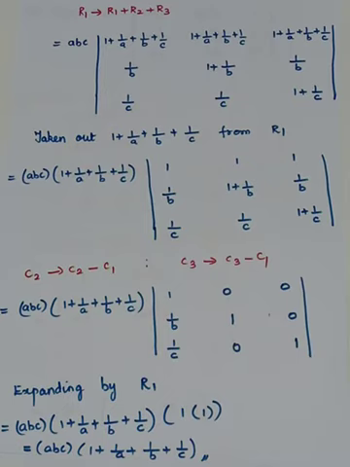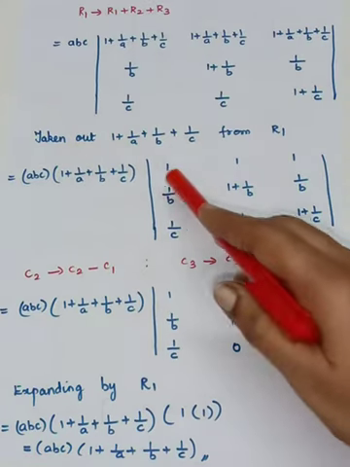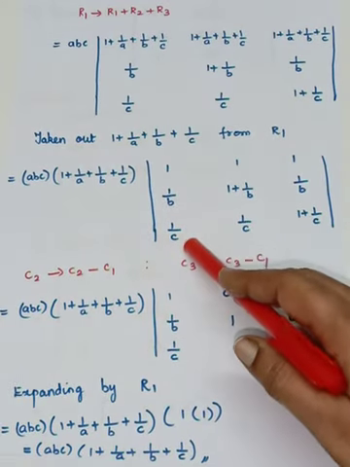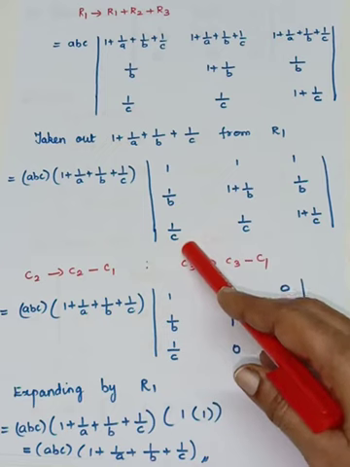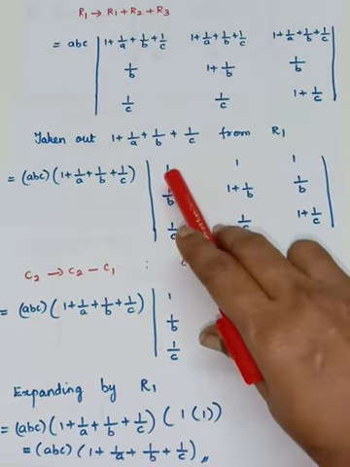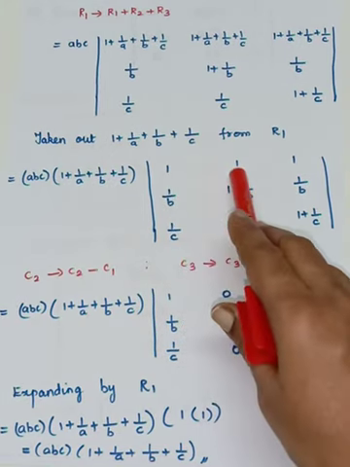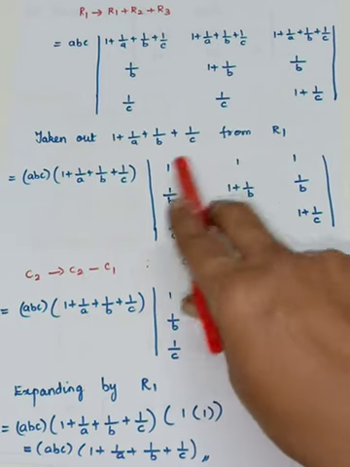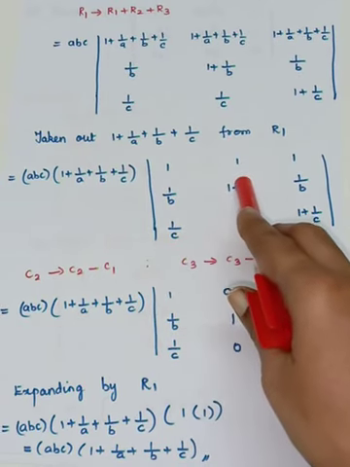So if you make 1 or 2 terms as 0, it is easy for us to expand. So I fixed C1. I didn't make any change in C1. Why I am using column wise means here you will have 1, here also you will have 1. So if you subtract these two elements, it will become 0.